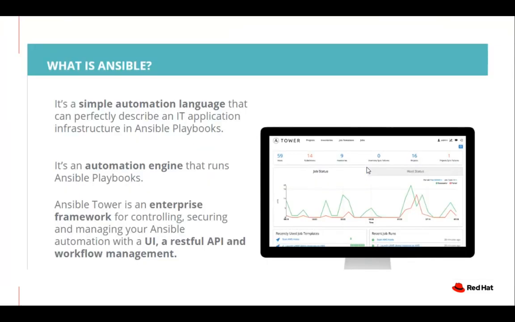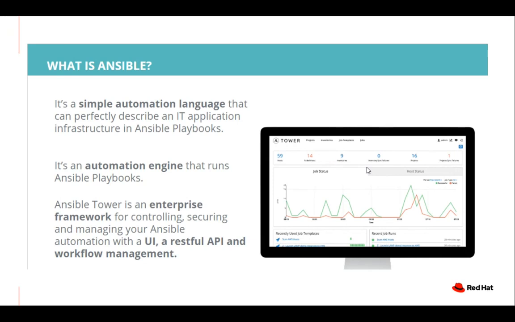So let's look at Ansible. Ansible is a very, very simple automation language. Okay, it can perfectly describe an IT application infrastructure in Ansible playbooks. Ansible automation engine runs Ansible playbooks. So Ansible is basically a bundle of Ansible Tower and an Ansible engine.